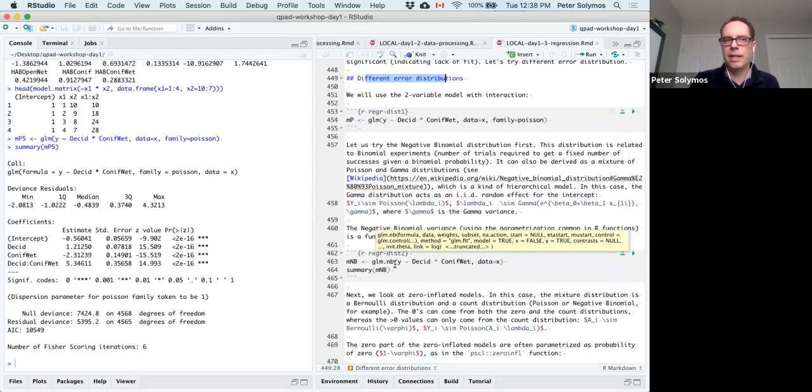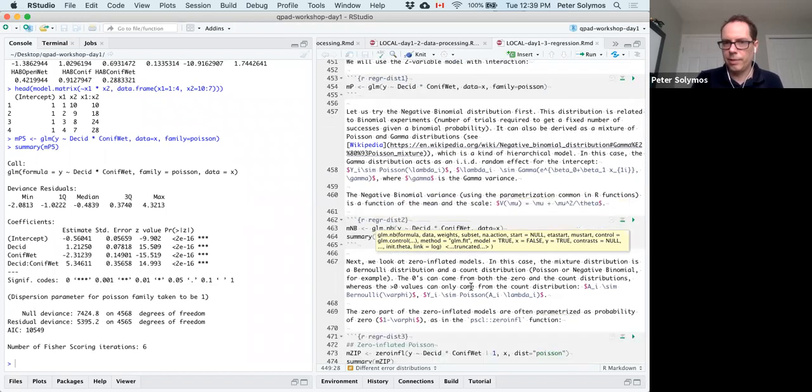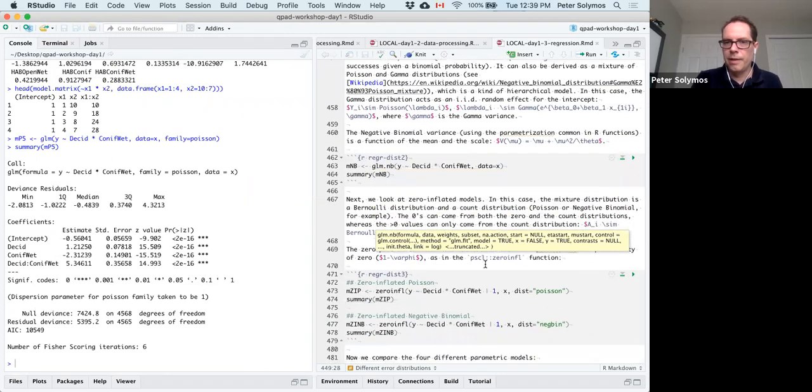What is different is that the variance is a different function of the mean. So you are allowed to have more or less variation as the mean is changing. And that's what that extra theta parameter is controlling there.